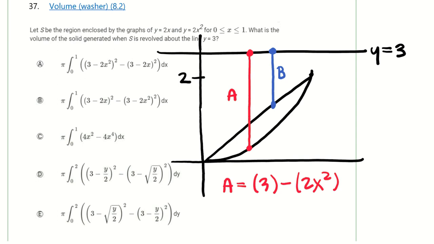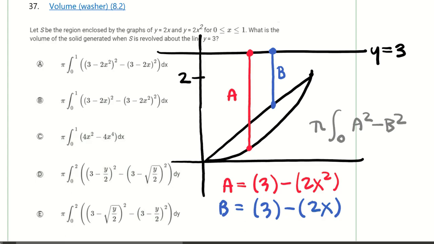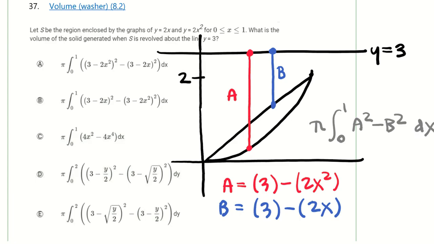And then I need to write down a formula for B. That's going to be top minus bottom. On top I've got y equals 3. On bottom I've got y equals 2x. And so my washer volume is going to be pi times the integral of a squared minus b squared. And it said x needs to run from 0 to 1, so that would be dx from 0 to 1. So I think it's going to be 3 minus 2x squared minus, here it is, I found it, it's answer choice A.